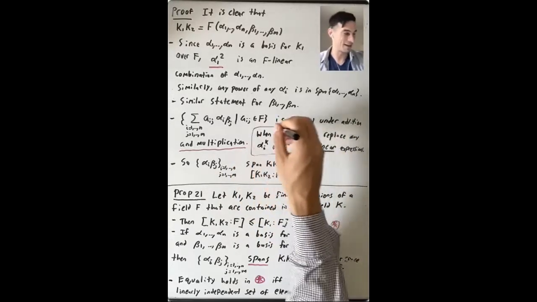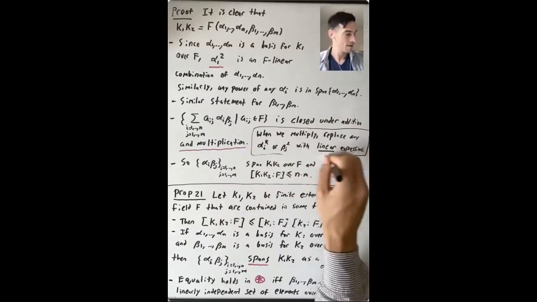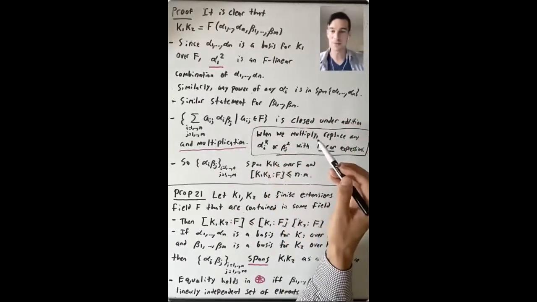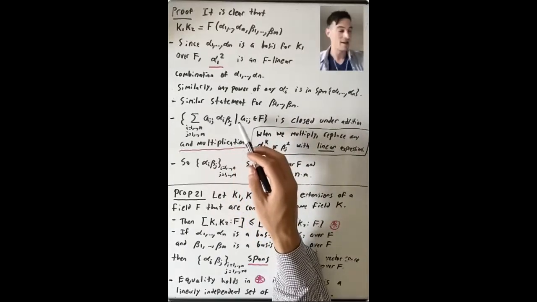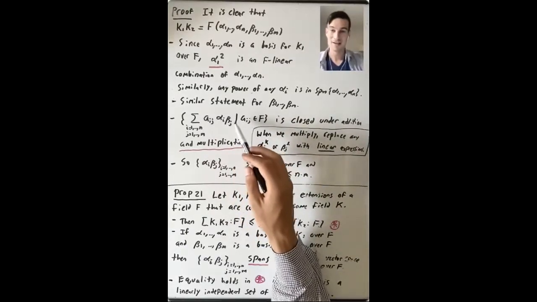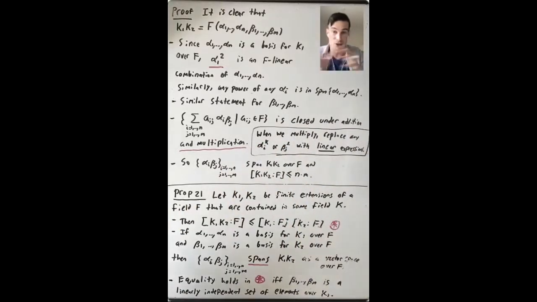I guess I didn't organize this as well as I could have. Because what happens when you multiply things like this is you multiply two terms that look like this, and you might get something in the product, if you just distribute everything out, that has, say, like an alpha 1 cubed in it.